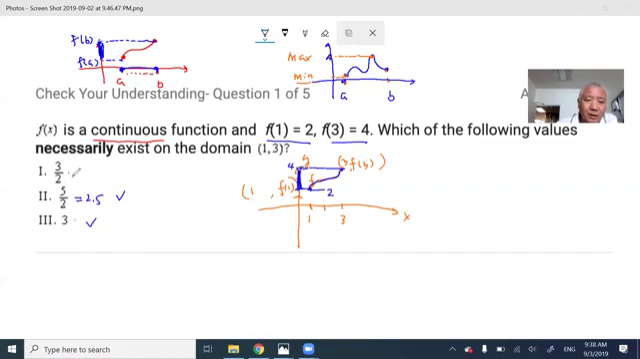But this is only 1.5. This 0.4 somewhere here is beyond the range of function values between f(1) and f(3). We don't know if that value will be taken by the function or not. Maybe, maybe not. We're not guaranteed, but we do guarantee these two values will be in the range of the function. Okay, so please let me know if you have any questions.